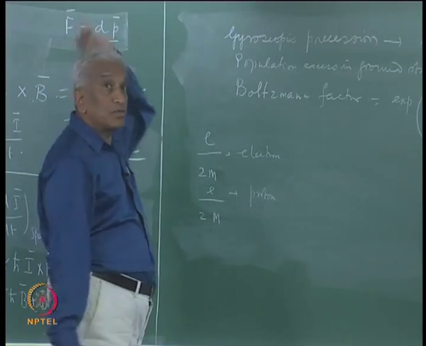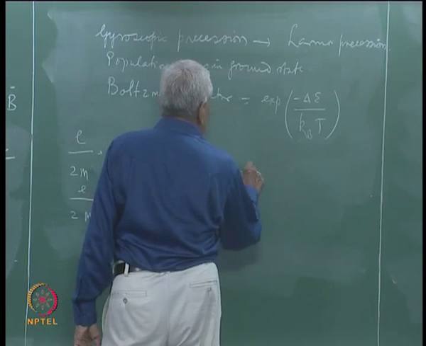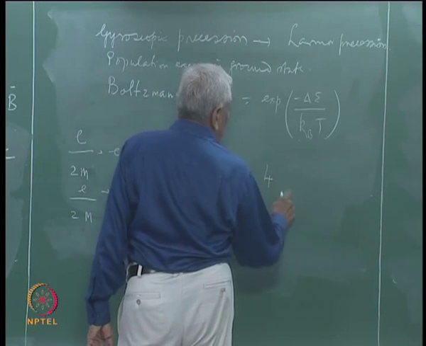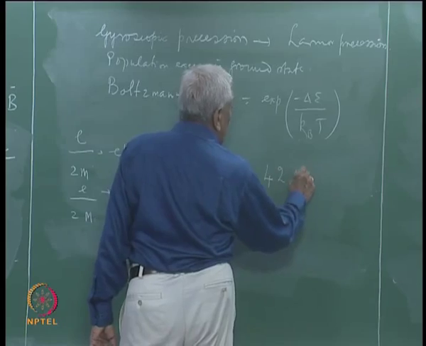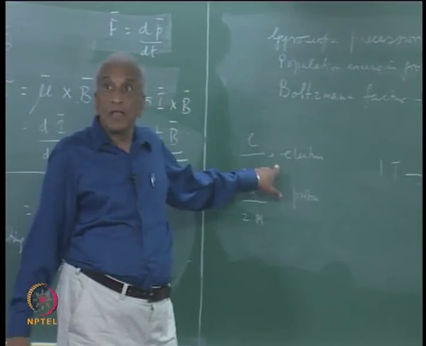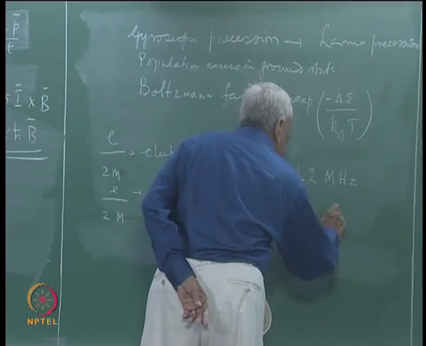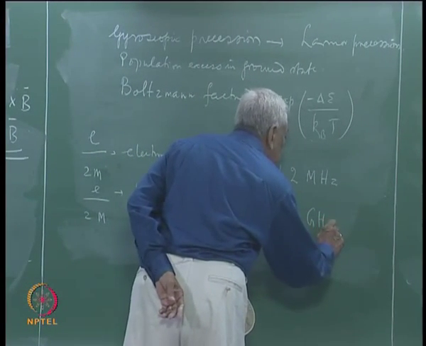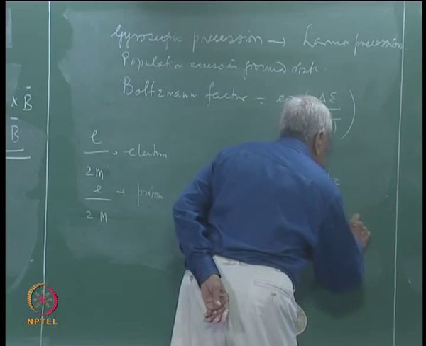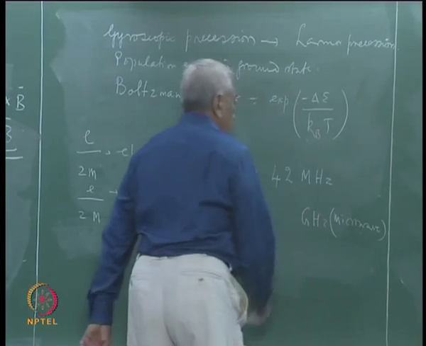So, 1000 times larger. Therefore, we already saw for a 1 Tesla field, the nuclear resonance for protons in water takes place around 42 megahertz, whereas the corresponding frequency for electron spin resonance will be in the gigahertz range or the microwave region of the electromagnetic spectrum for electrons.